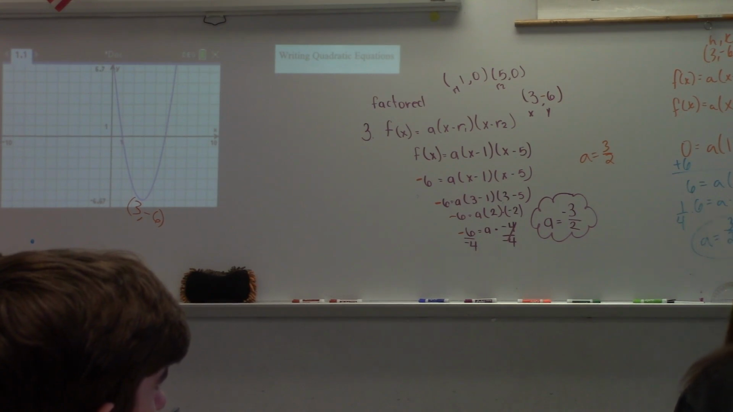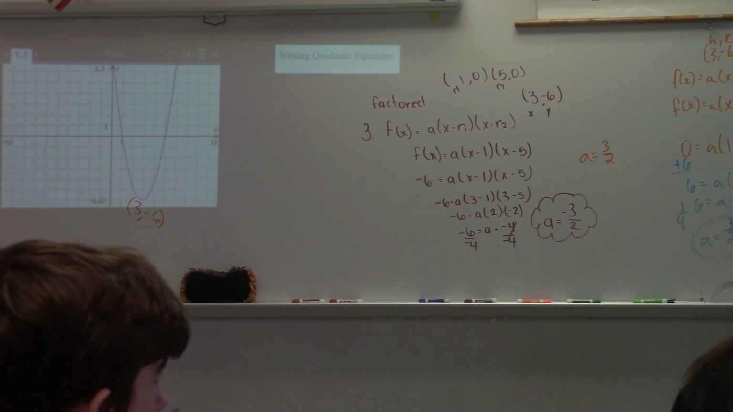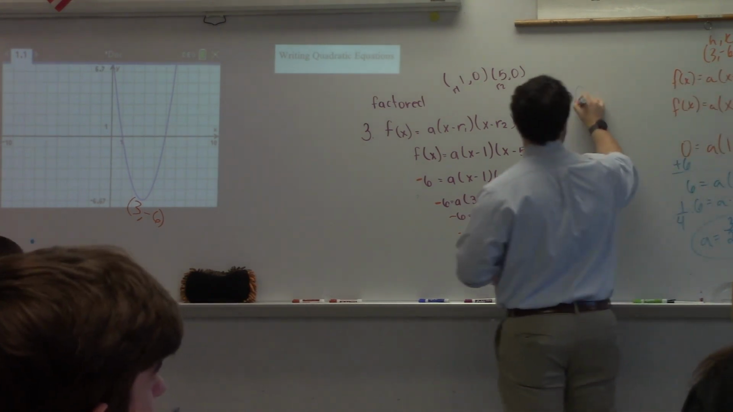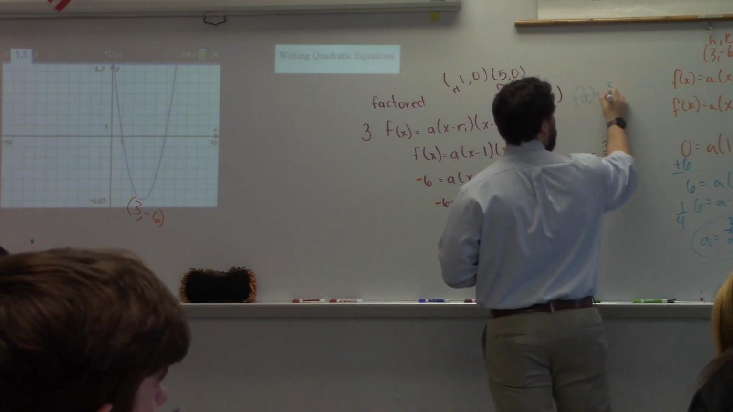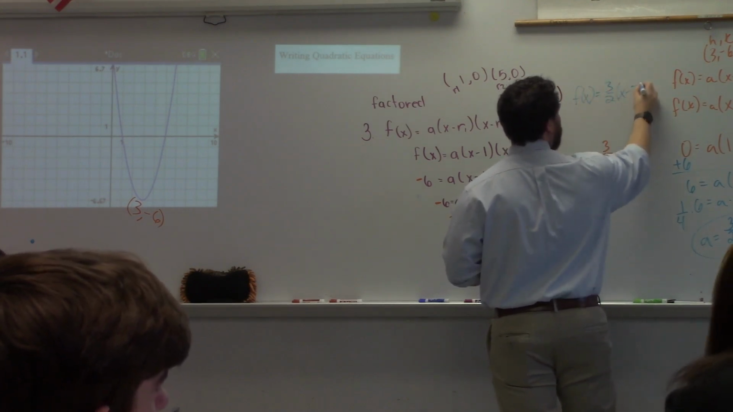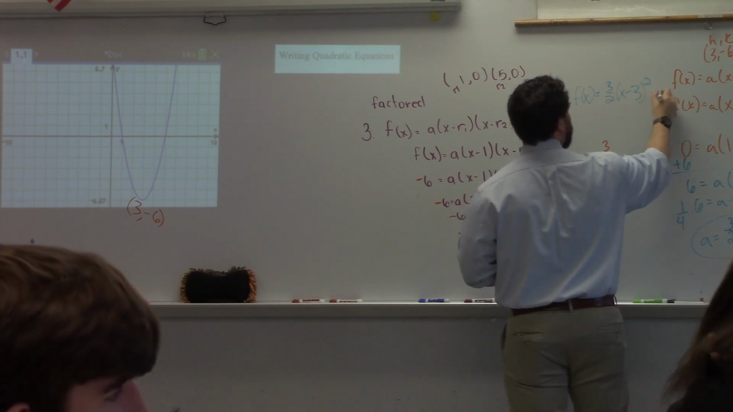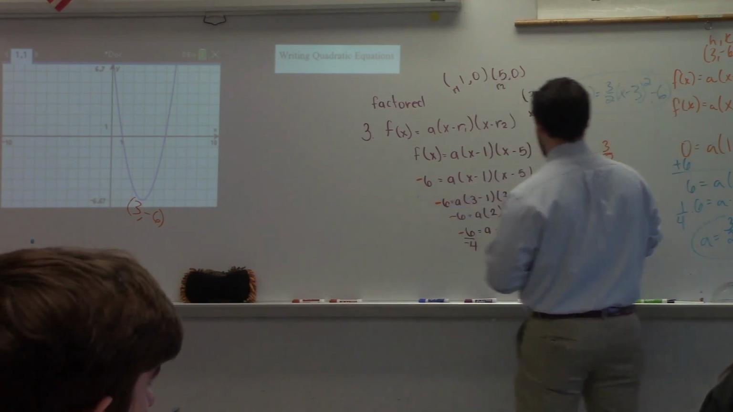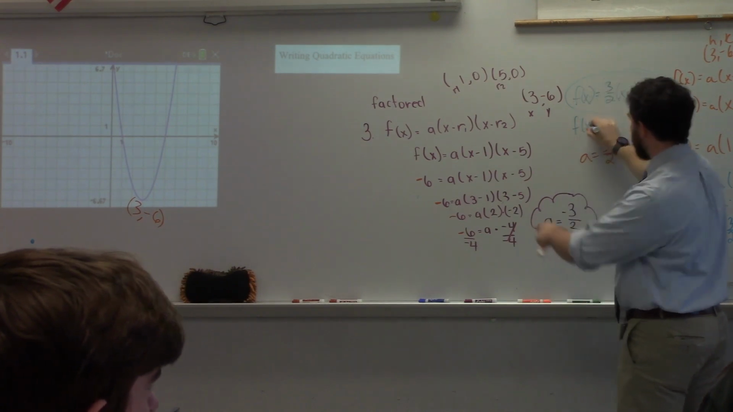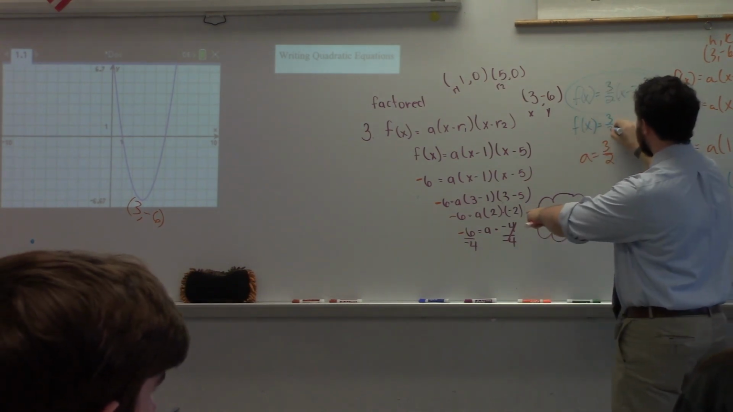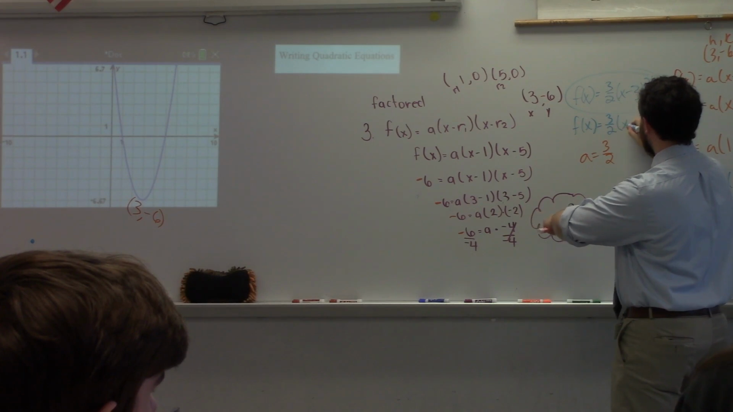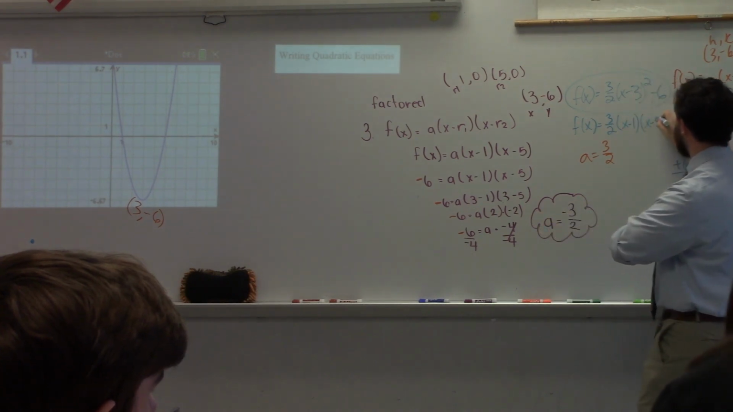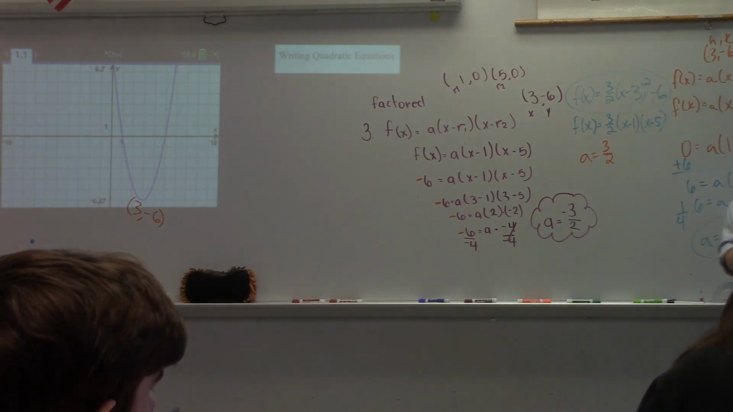Did I get the same A value? So my equation over here would be f of x equals 3 halves times x minus 3 squared minus 6. We didn't quite finish, make sure you substitute your A back in. It'd be this. Do those look exactly the same? Those two quadratic equations? No, but hopefully they are equivalent, right?